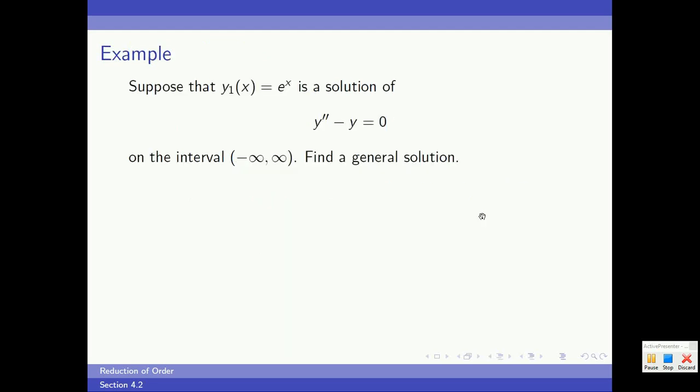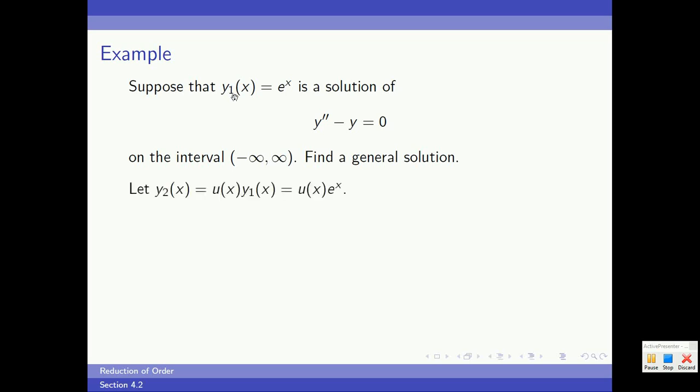Okay, so for example, let's assume that y1 is e to the x, and that is a solution to this differential equation. Again, if I take the second derivative of e to the x, I'm going to get e to the x. e to the x minus e to the x is 0, so it is a solution. Now I want to find a general solution. Since this is a second order equation, I need two different linearly independent solutions. So I need a y2.